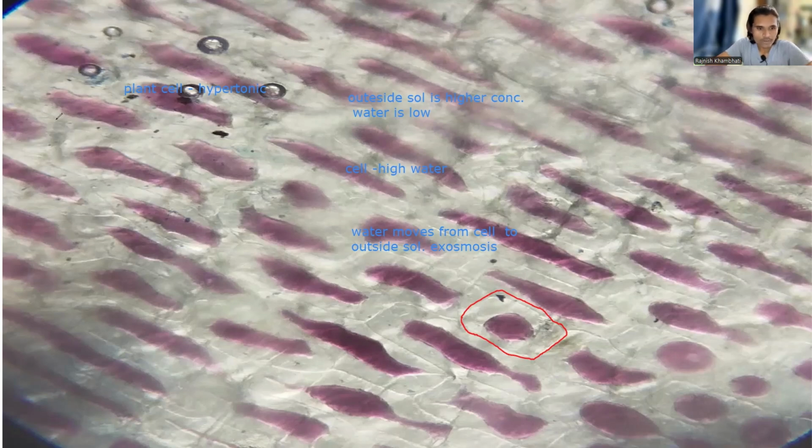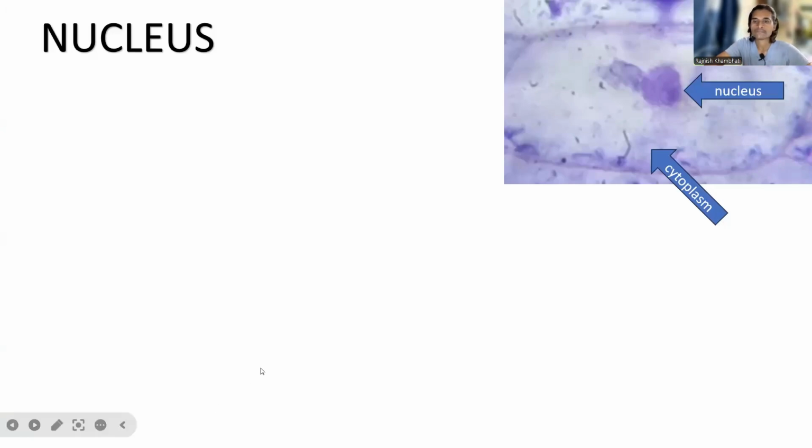I am clearing the drawing first. Now let's move ahead. Up till now, we have learned the plasma membrane. If you remember, we have to learn all the structures of the cell. So plasma membrane, one structure is over. Now the second structure, the center of a cell, is called the nucleus. Nucleus and cytoplasm, two things remain. So next is the nucleus.